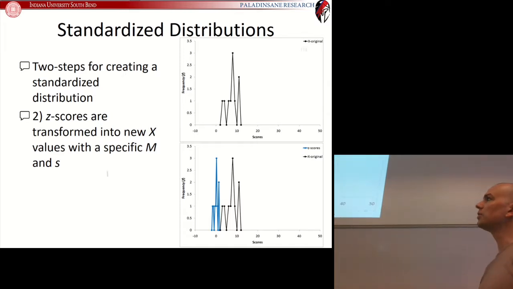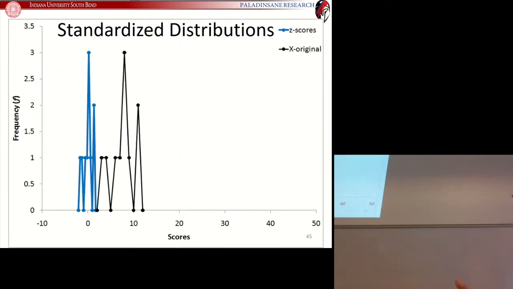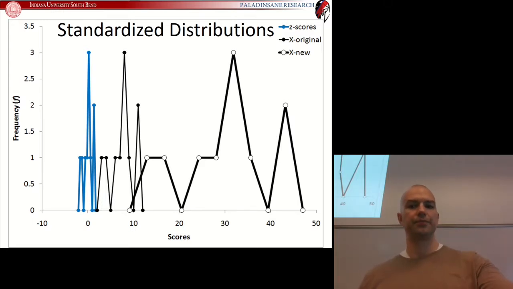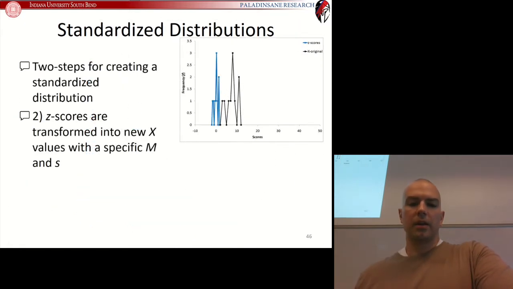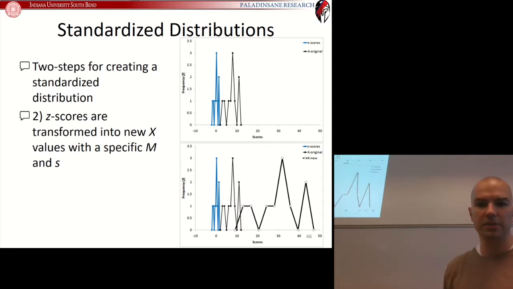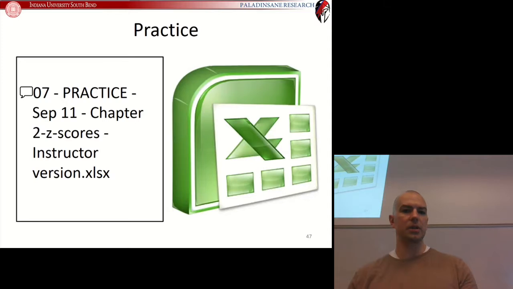So we have the raw scores right there. We transform them into z-scores. We then can retransform those z-scores into new scores, and these new scores are your standardized scores. All right, so that is the creation of a standardized distribution. We've been talking a lot about it up until now, so let's get down to actually doing some of this.